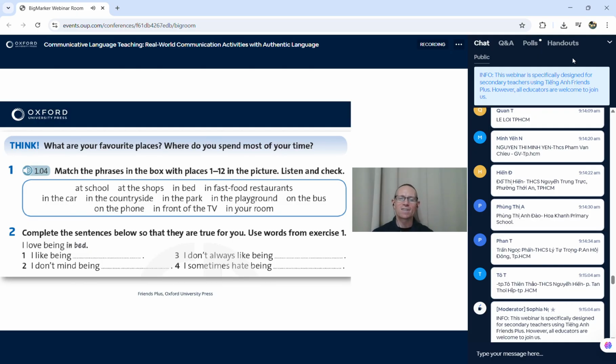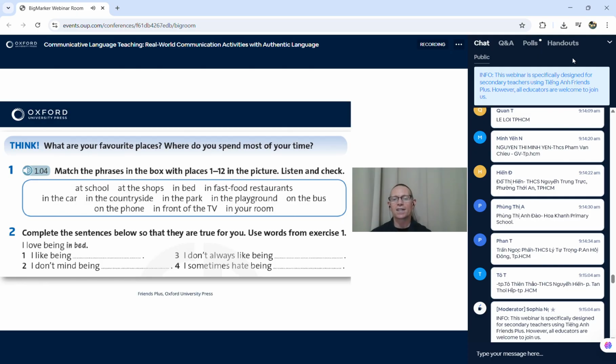So in an ideal class, we could put students in pairs and say, share your ideas. Students would share sentences with their partners. For example, I like being in the countryside, but I sometimes hate being in fast food restaurants, etc. But of course, when we're teaching teenagers, we can't just put them in pairs and expect them to speak to each other confidently and creatively. It's useful to have an activity to structure things and encourage students to speak.